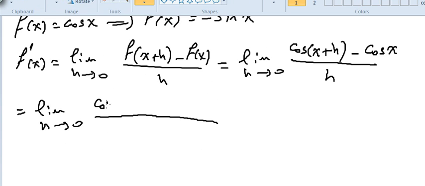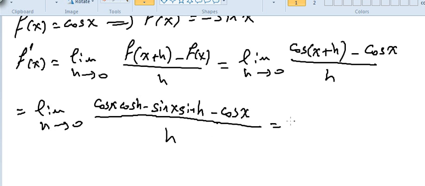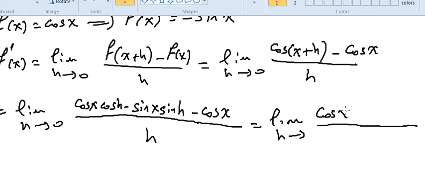Cosine a plus b is cosine a cosine b minus sine a sine b, where h is b and x is the a. Minus cosine x, we leave it, and over h. We notice that the first term cosine x cosine h and the last term minus cosine x have a common cosine x between them. So I'll take it. It's cosine x cosine h over cosine x. What is left is cosine h minus cosine x over cosine x.